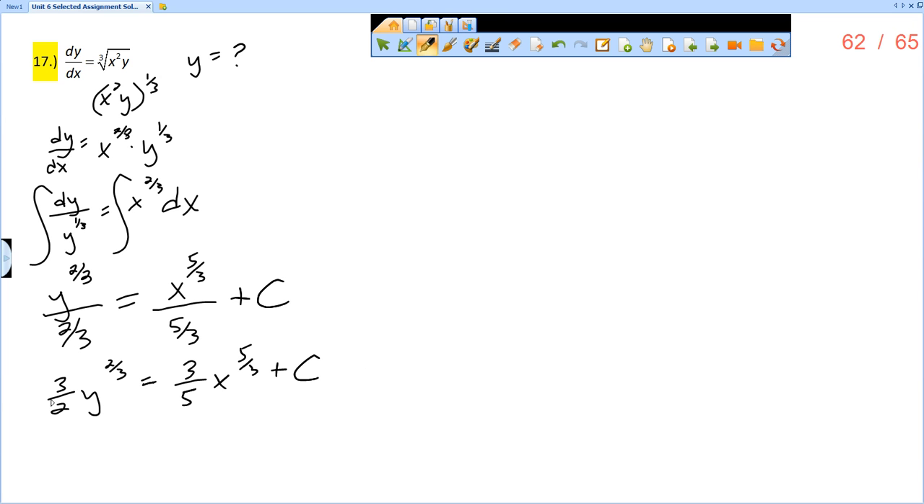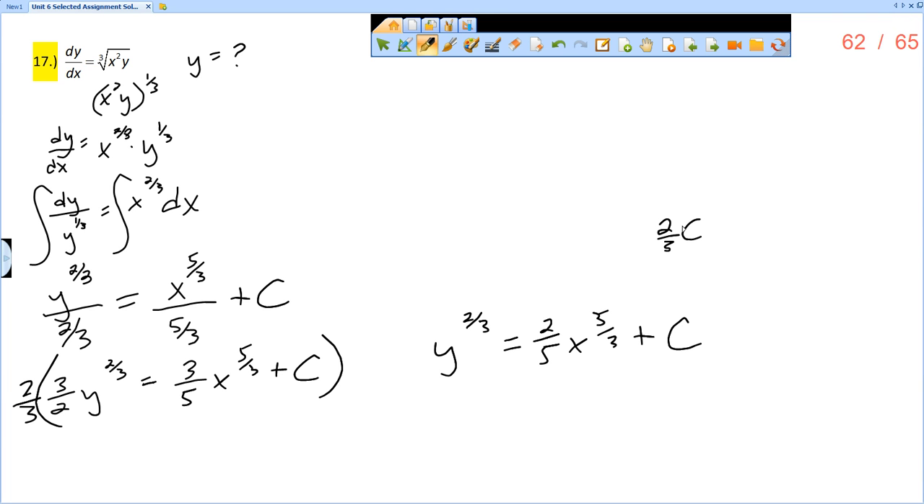And then I think on my answer sheet, I just multiplied everything by 2/3 to get rid of that. So my answer on the answer sheet is y to the 2/3 equals. Now here on the right side, the threes would reduce, so I get 2/5 x to the 5/3 plus c. Now I don't have to multiply the c by 2/3 because 2/3 of an arbitrary constant is still just an arbitrary constant. So we just write plus c. Okay, so this is the answer that I have on the answer sheet.